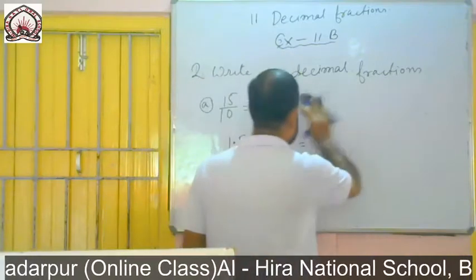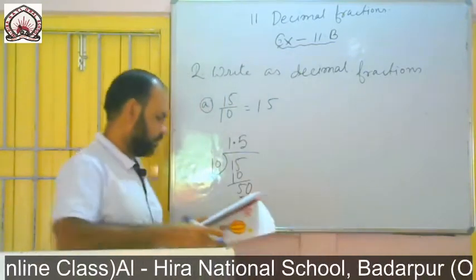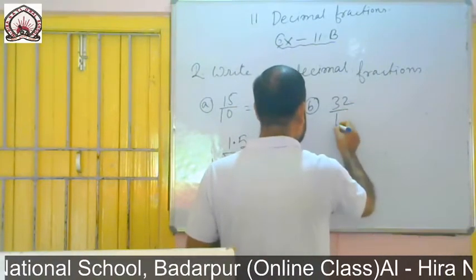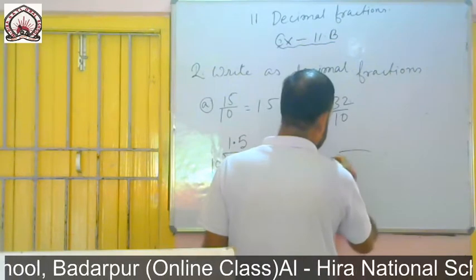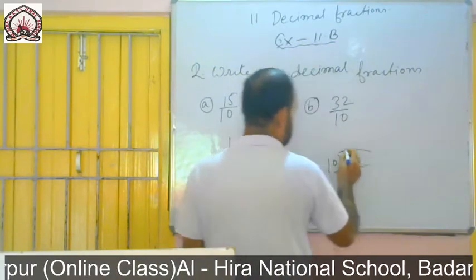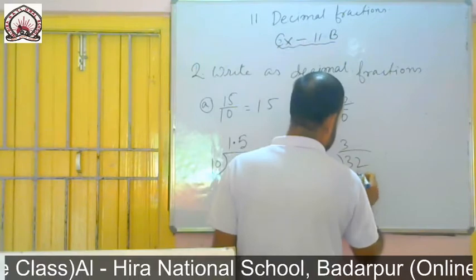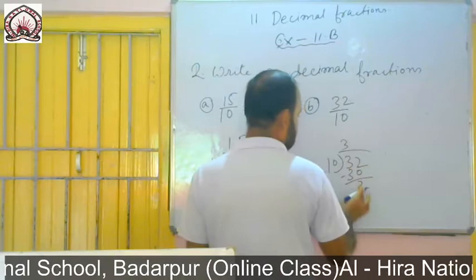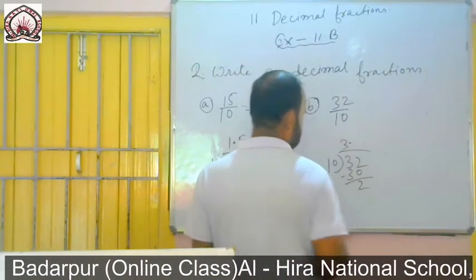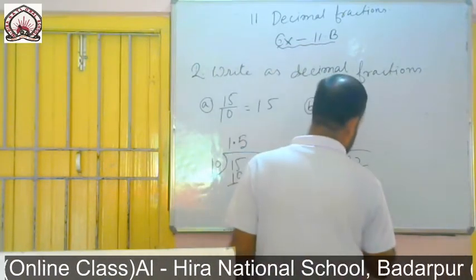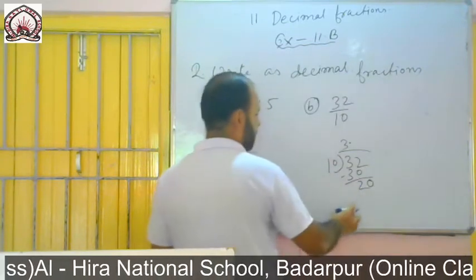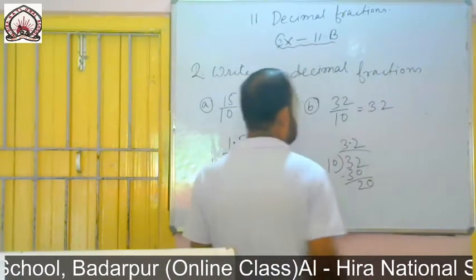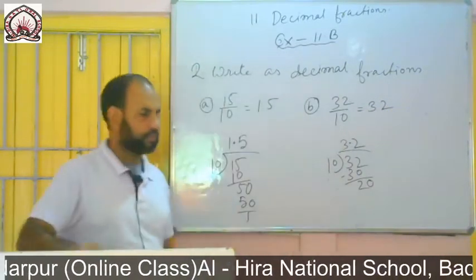Next, question number B: 32 by 10. If we divide 32 by 10, then we get 10 times 3 is 30, remain 2. 10 is bigger than 2, so we put a point there and add a 0, that means 20. 10 times 2 is 20, and the answer is 3.2.